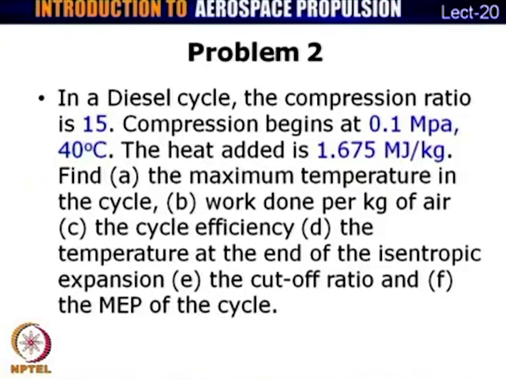Based on this data, find part A, the maximum temperature in the cycle; part B, the work done per kilogram of air; part C, the cycle efficiency; part D, the temperature at the end of the isentropic expansion; part E, the cutoff ratio; and part F, the mean effective pressure of the cycle. So, in this problem for a diesel cycle, as we have seen in the previous case, we have pressures and temperatures at some point, and the compression ratio and the heat added given here.